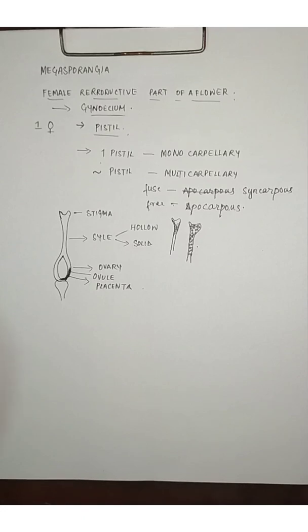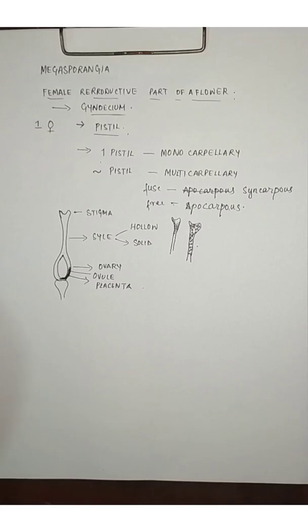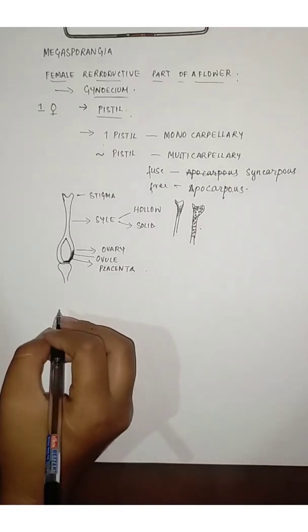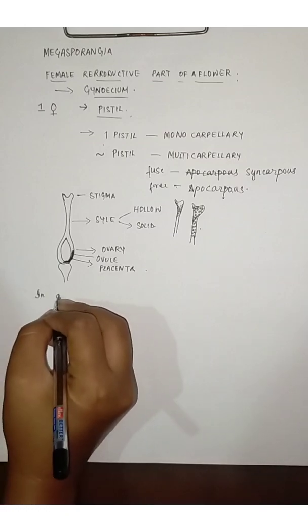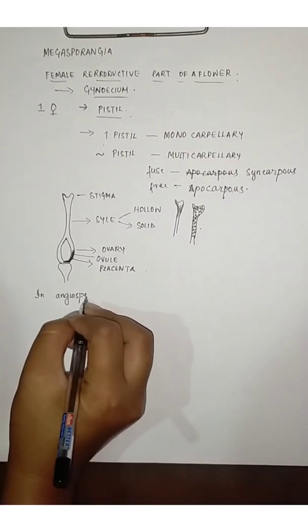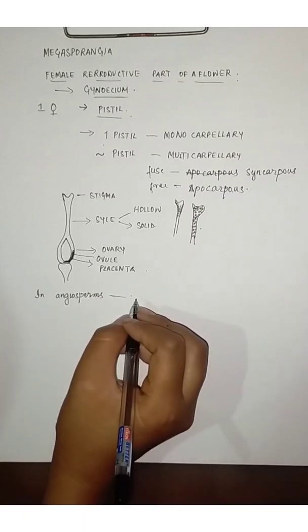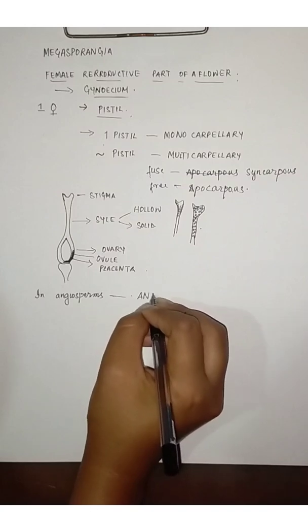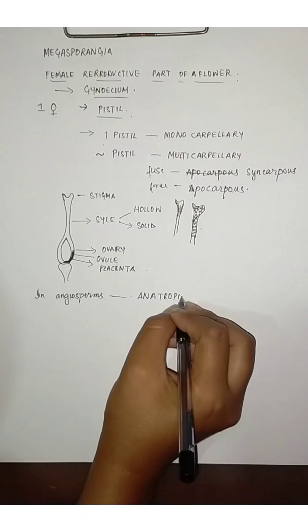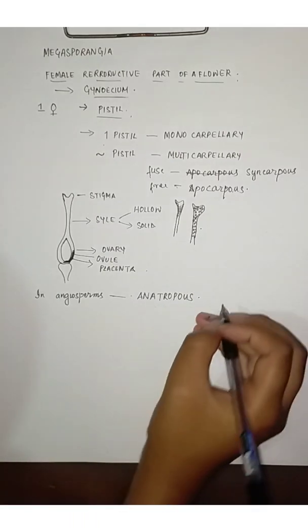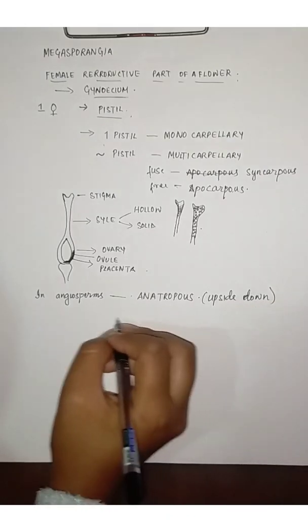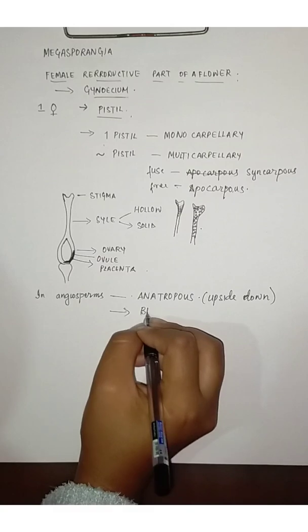So now we'll see the megasporangium of the female reproductive part of a flower. We will see only in angiosperms. The type of ovule present in angiosperms is anatropous. Anatropous is an upside down ovule. And in angiosperms, the ovule is bitegmic.